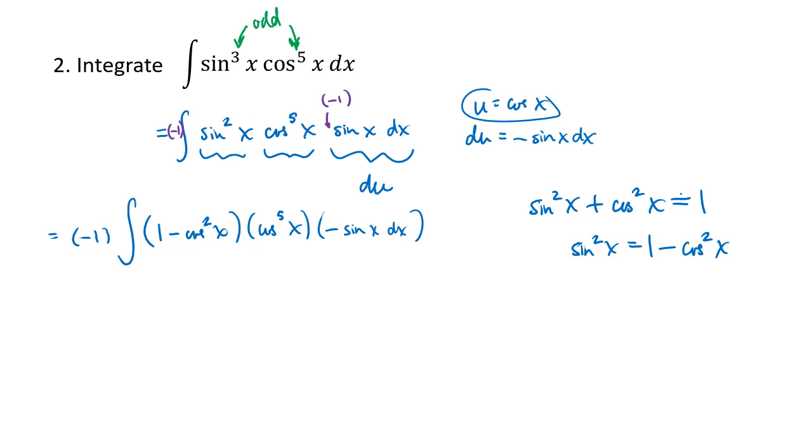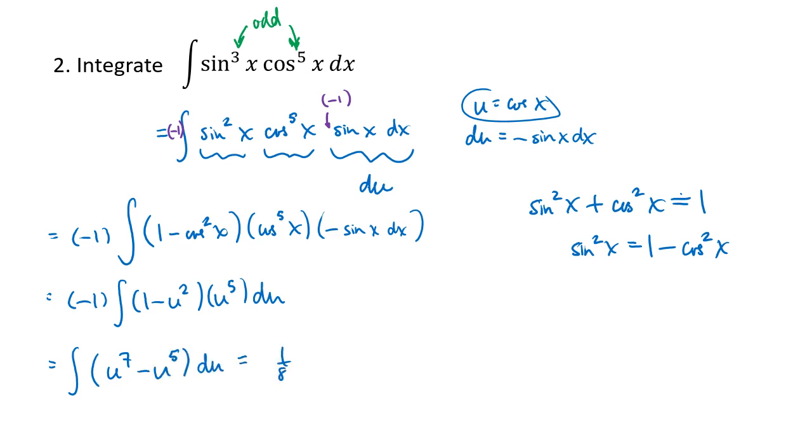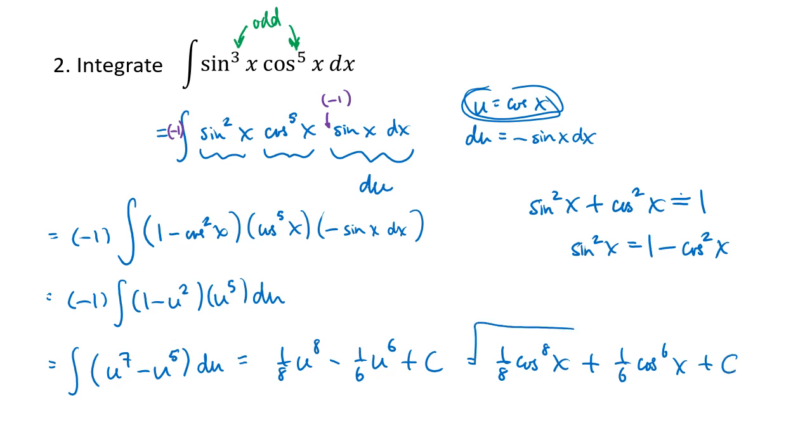So everything's in place for us to convert this integral into a u integral. So we've got -1, that's 1 minus u squared, that's u to the fifth, and then du. Now let's multiply all this stuff together before we integrate. The -1 is going to switch the order of that subtraction. Then when we distribute the u to the fifth, we get u to the seventh minus u to the fifth. Antiderivative of u to the seventh is 1/8 u to the eighth. Antiderivative of u to the fifth is 1/6 u to the sixth plus c. And then the only thing left to do is to substitute back in. U was cosine of x. So that's negative 1/8 cosine to the eighth of x plus 1/6 cosine to the sixth of x plus c.